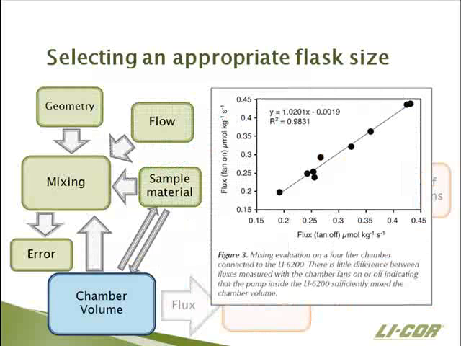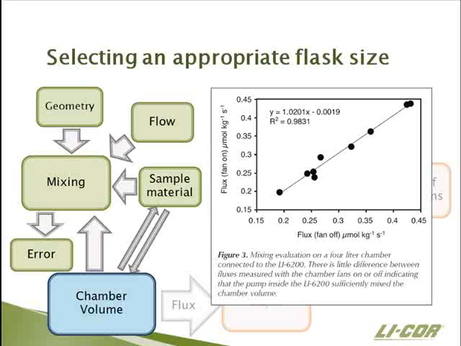The next thing we want to think about when we're talking about selecting an appropriate chamber volume is mixing inside the chamber. When you're making these measurements, you're subsampling the chamber headspace with a gas analyzer, and the assumption is that your subsample is representative of the bulk air inside the chamber. If it's not representative, you can get an error in the measurement. What we talk about is we want the chamber volume to be well mixed, so we want all the air inside the chamber to be at the same CO2 concentration.